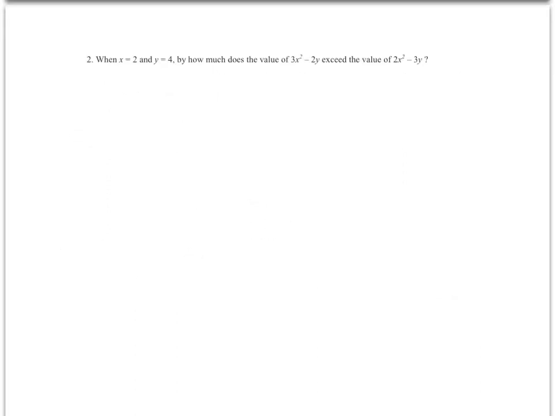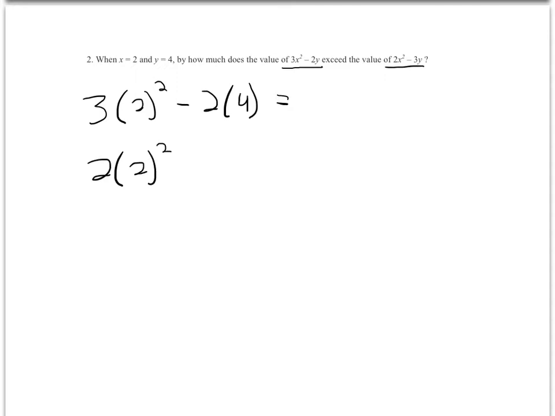Number 2, when x is 2 and y is 4, by how much does this value exceed this value? Well, to figure this out, you need to take the first one, substitute the numbers in for x and y, take the second one, substitute the numbers in for x and y, use your calculator to figure out what those are. It gives us 4 for this first one, -4 for the second one.